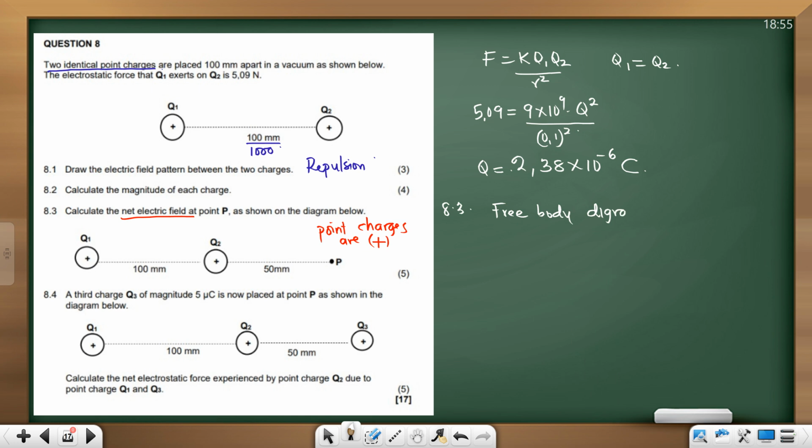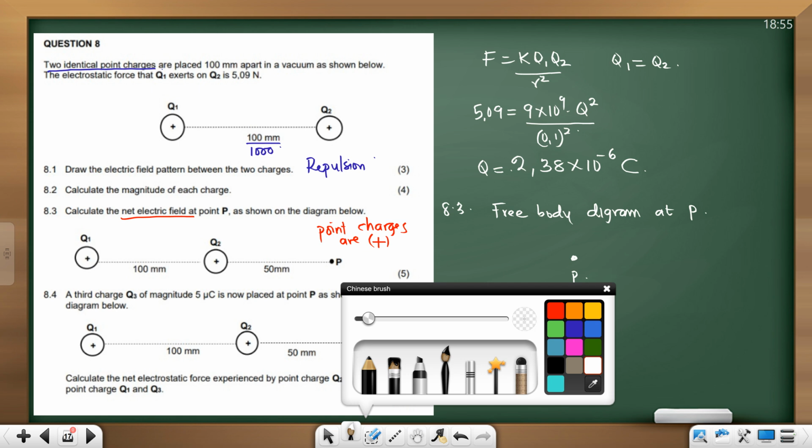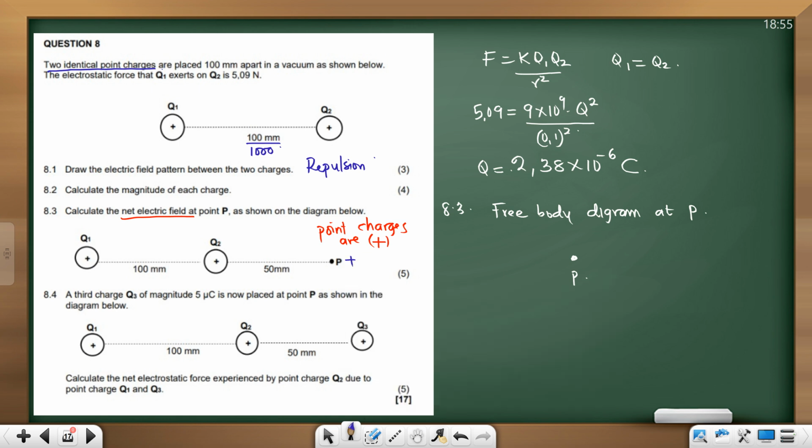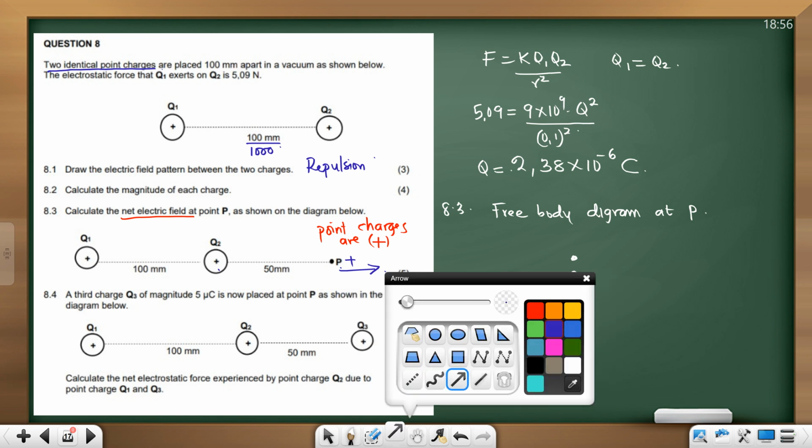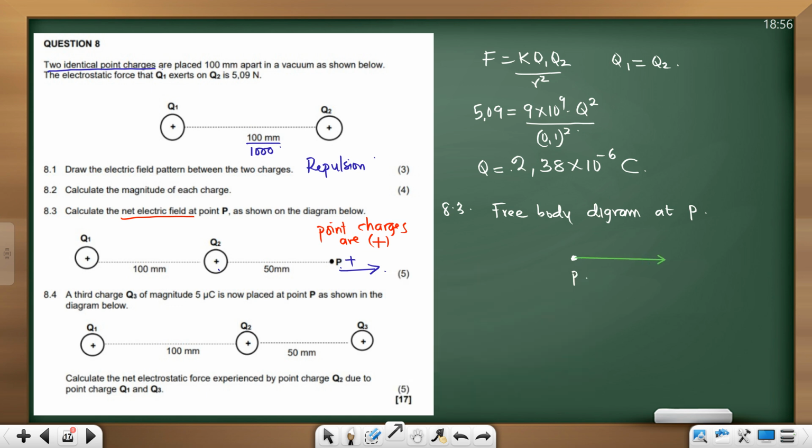We draw a quick free body diagram at P. Okay, so that's my P there. P is positive, remember? Point charges are positive except when told it's an electron. Now, between Q2 and P, Q2 is positive, P is positive, it's repelling. So it's going to be in that direction. We are focused on P, my dear learners. I'll call this E2.